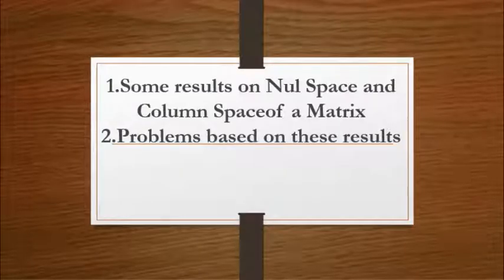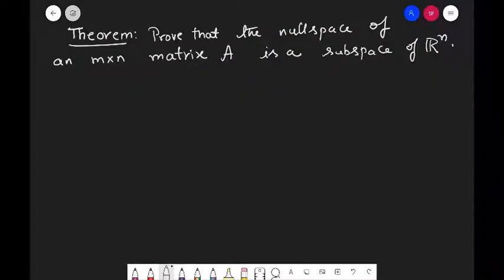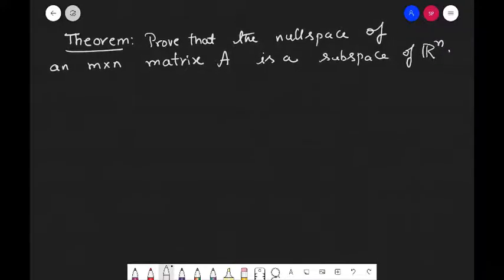In this lesson, I'm going to explain some results on null space and column space of a matrix and some problems based on these results. Let us prove now a theorem on null space. Prove that the null space of an m by n matrix A is a subspace of Rn.